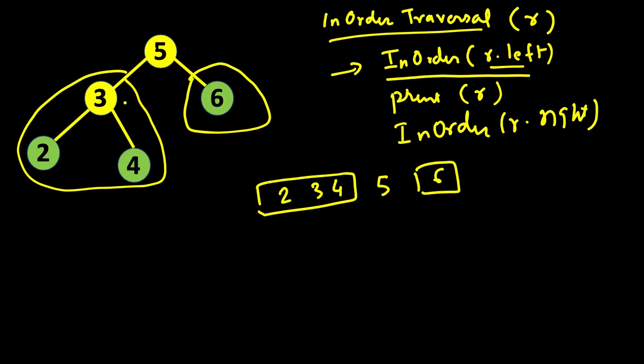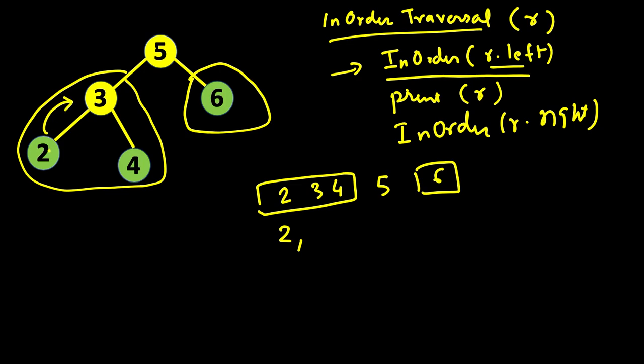So it will call for 3. So what will 3 do? Before printing 3, do the in-order traversal of left. So it will come here. Here left and right are null. So left will return empty. Then it has to print itself, so it will print 2. Then it will do it for the right subtree, which is null, so it will not print anything. Then it will return to the calling function.